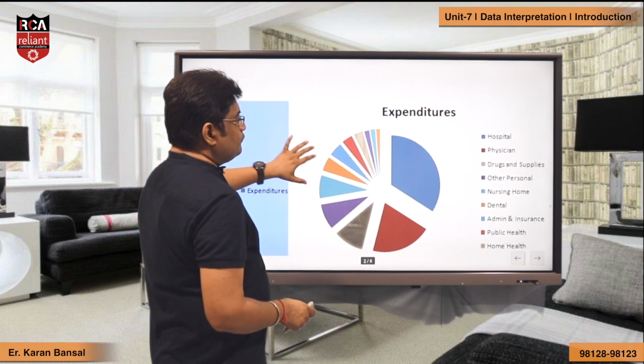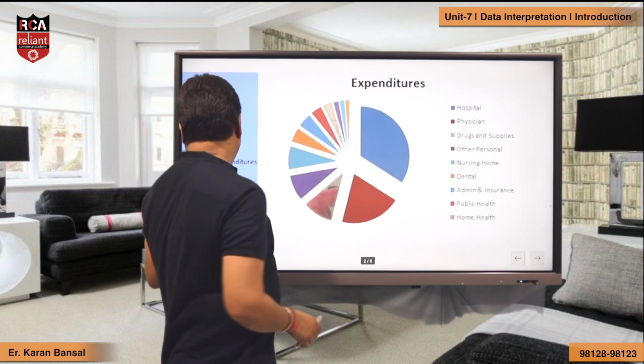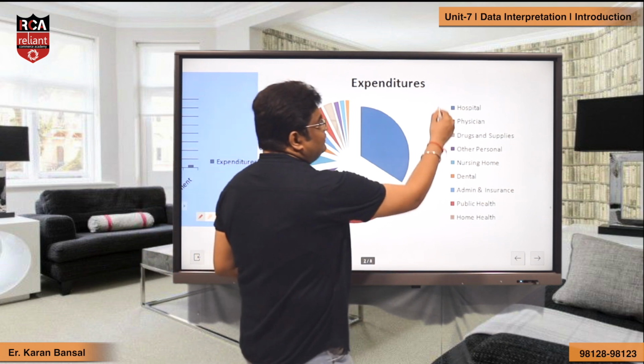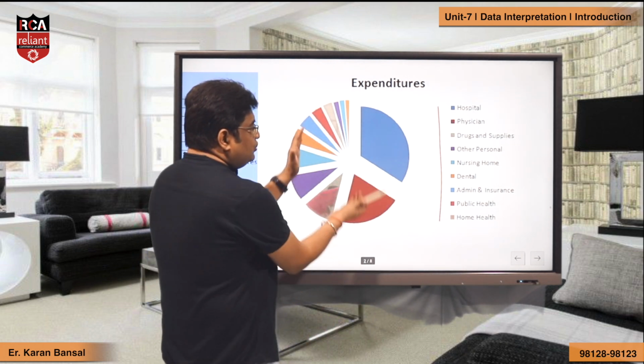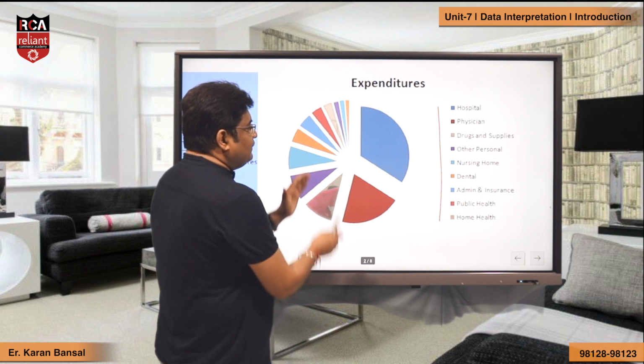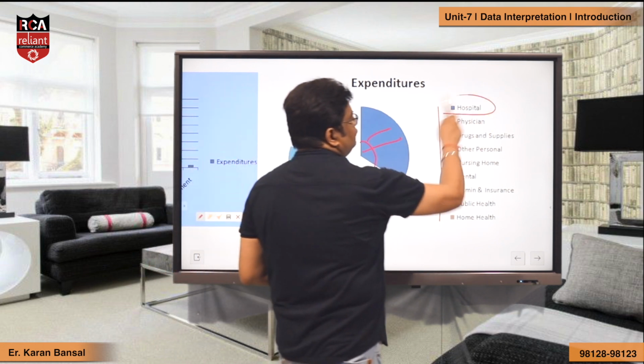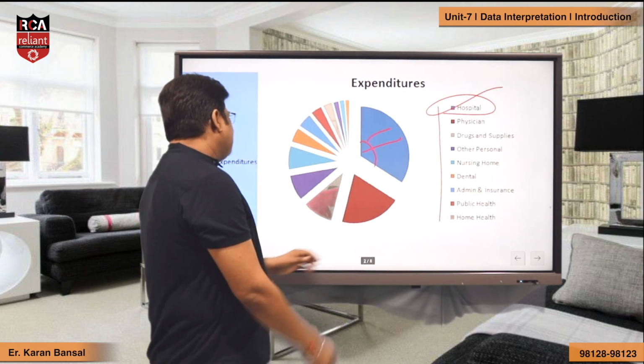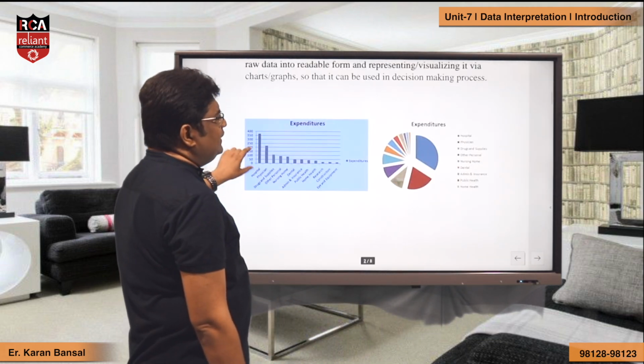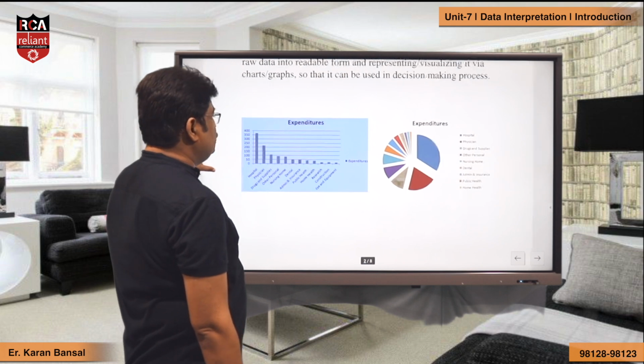same thing. Again, expenditures, you have various heads. So again, which part of the pie or which sector is the largest? You can clearly see this one. So again, this represents hospital. It is very important to understand what data interpretation is used for.